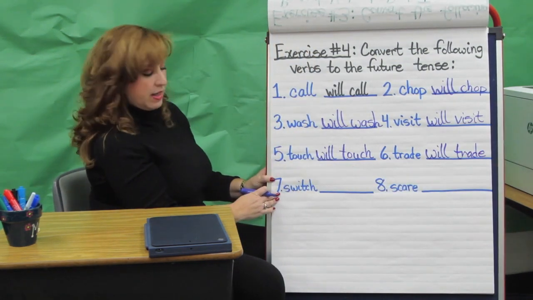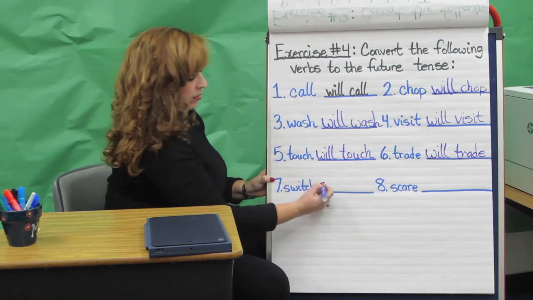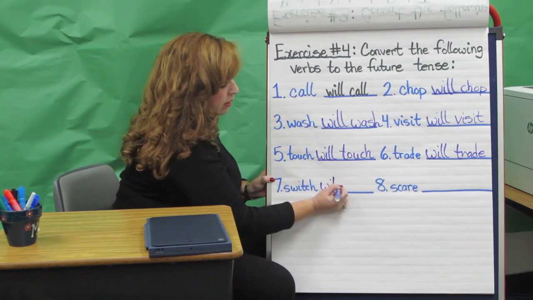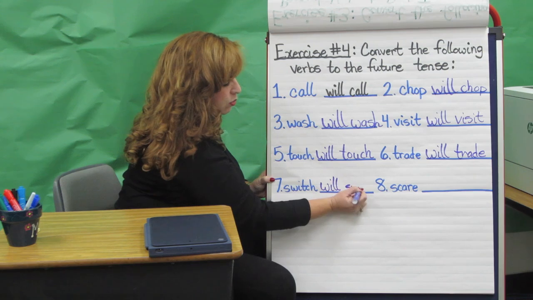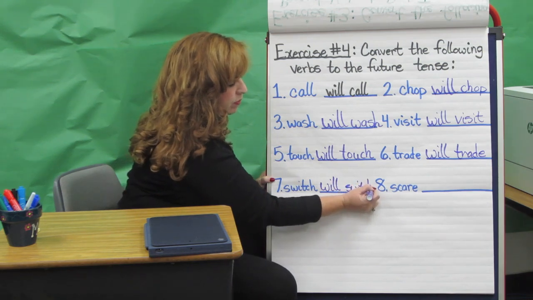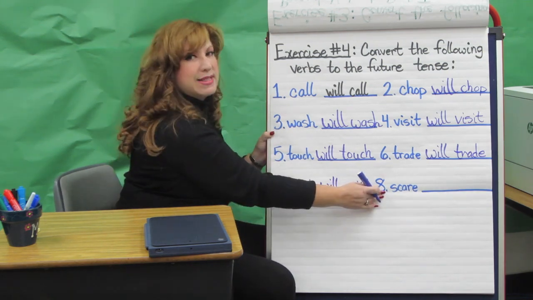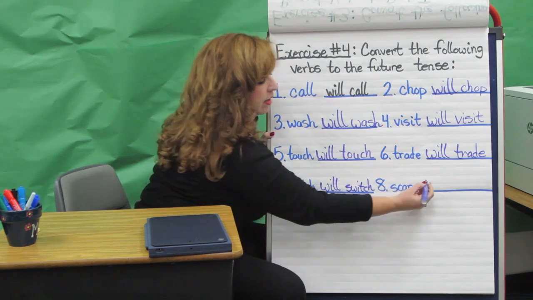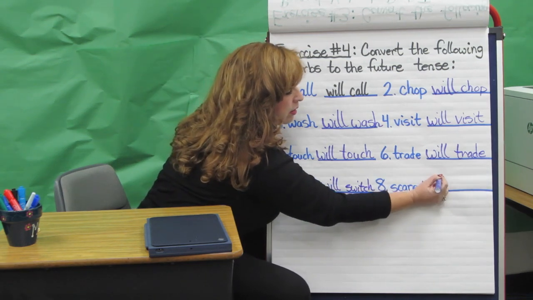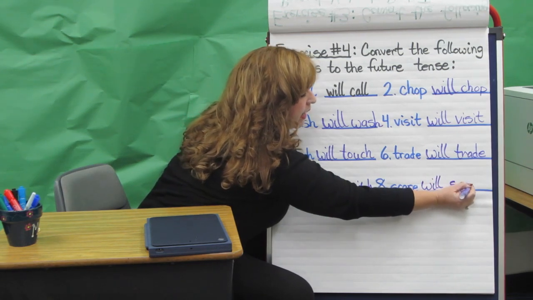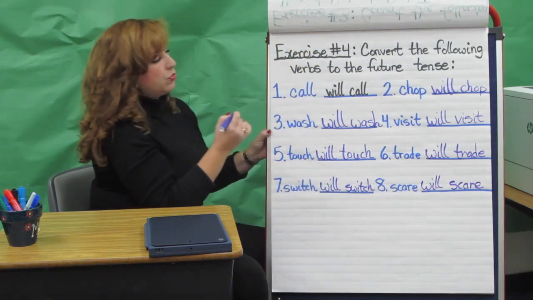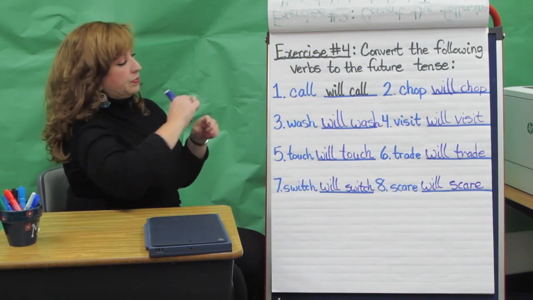Number 7 is switch. We add will and then the base word switch. Number 8 is scare. We add will scare. So let's review these examples.